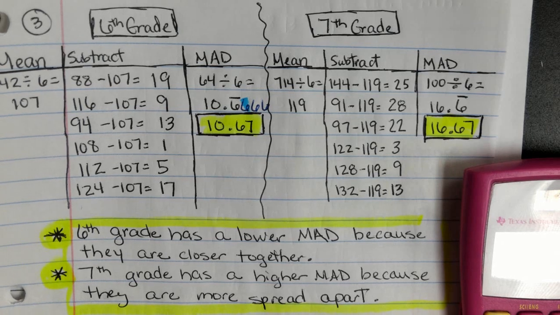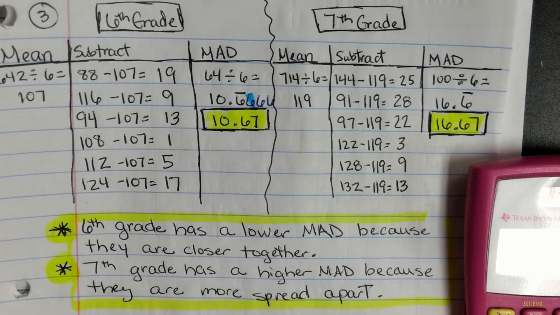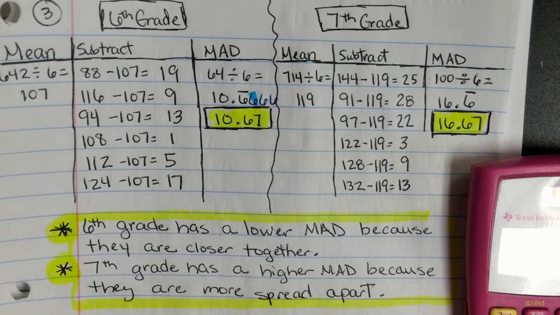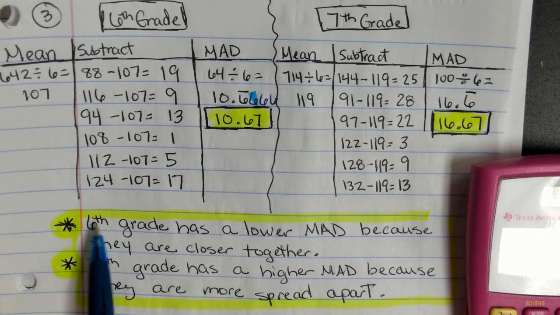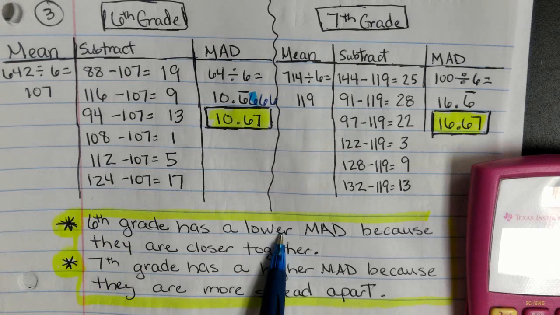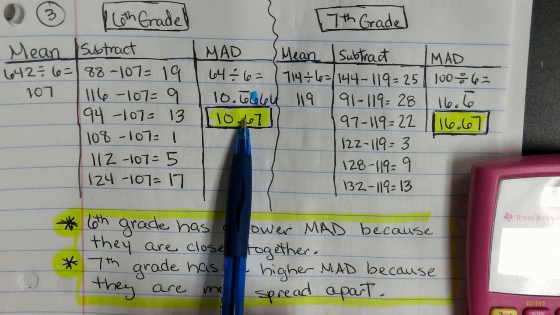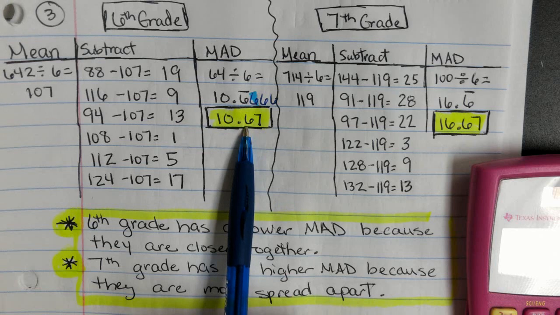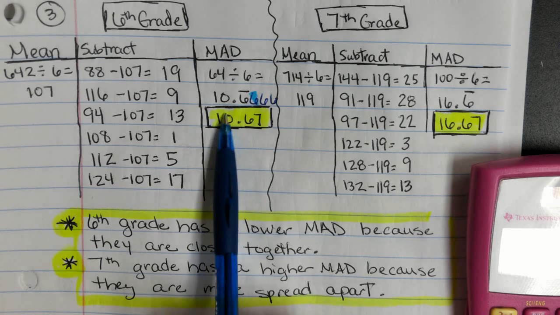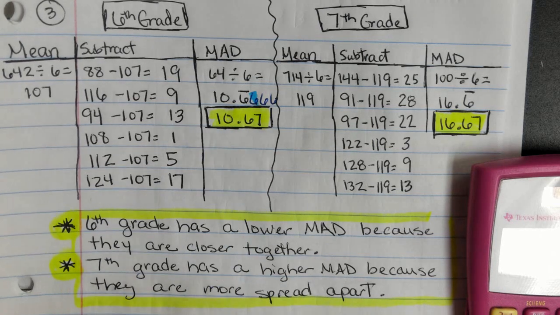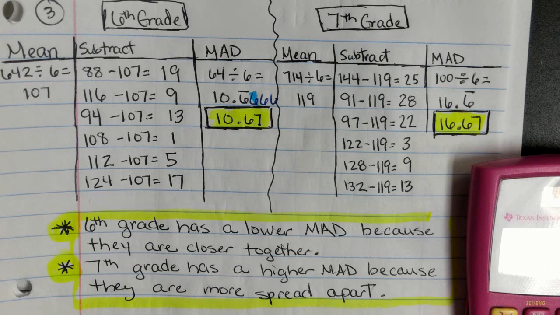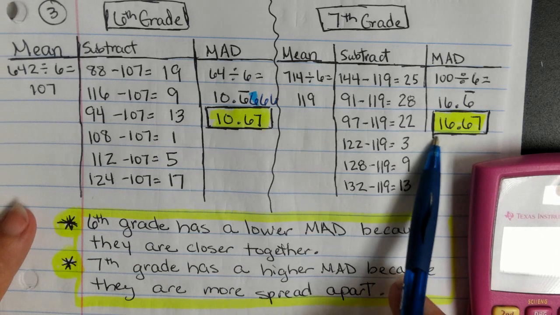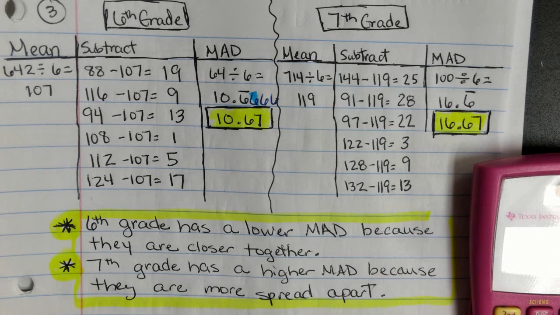Okay? Now, I wrote 2 different sentences because, in case you wrote about the 6th grade, all it's saying is that it has a lower MAD than the 7th grade because they are closer together. If the number is smaller, they're closer, they're like squished up more. If the number is bigger, they are spread apart more. Okay?